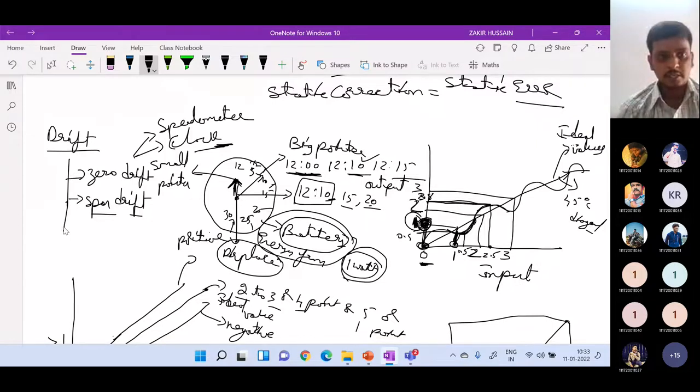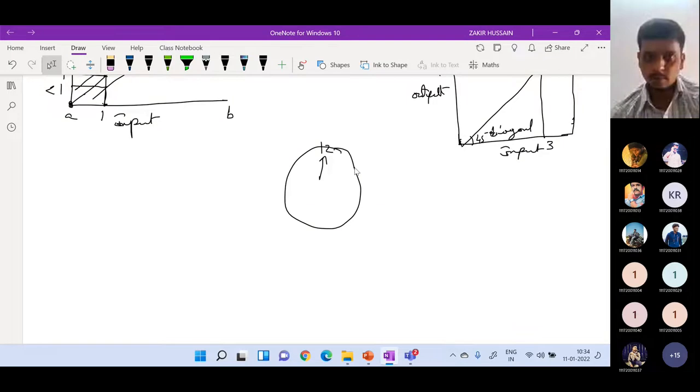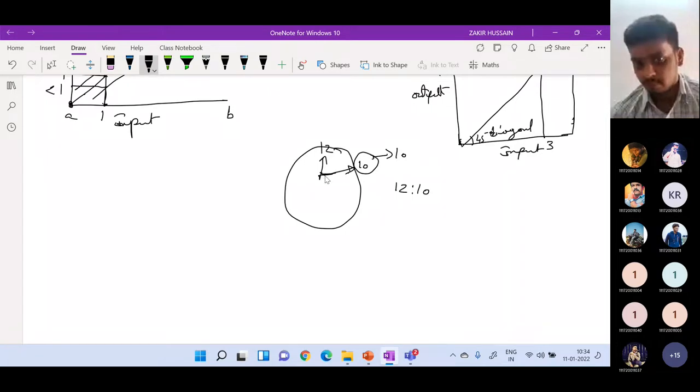Then the last one is portion drift. In the portion drift, what happens? Okay, it is 12 o'clock, and this is 12:10. So accurately, the instrument is reading 12:10 time. If it has a portion error at this location of 10, suddenly this big pointer will have a slippage. It will slip to the bottom or slip to the top like this. Some slippage will be there.